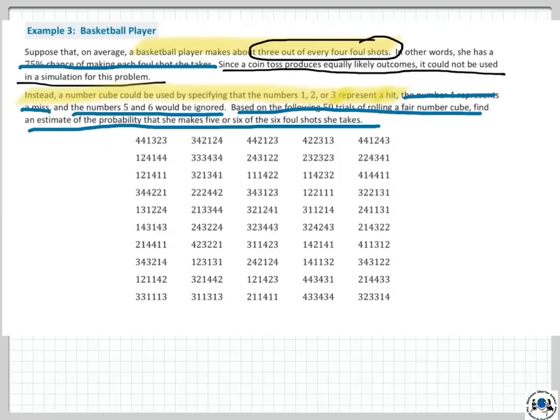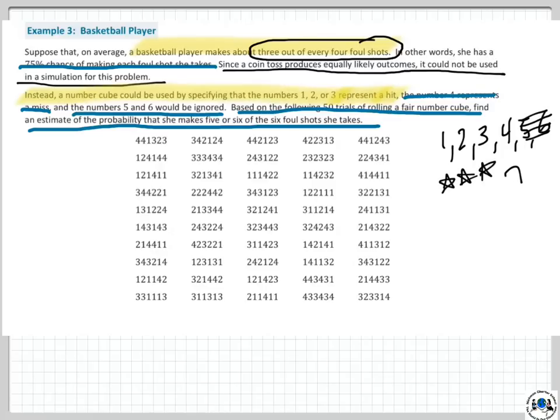You can see first off what they've done here. You're rolling a fair number cube, right? You have 1, 2, 3, 4, 5, 6. These are your possibilities, your sample space. So what they've done is they pretty much just decided to ignore these two, take them out of the mix. And so if you rolled a 5 or a 6, you just re-roll. And they're saying that 1, 2, 3, these are good. These are shots that are made.